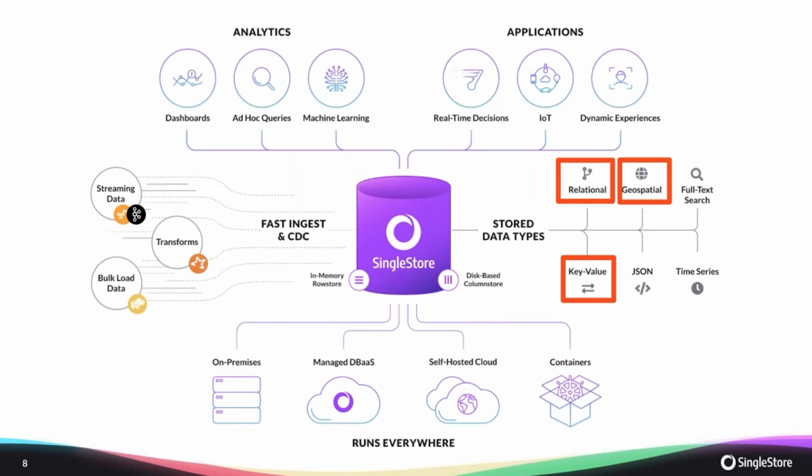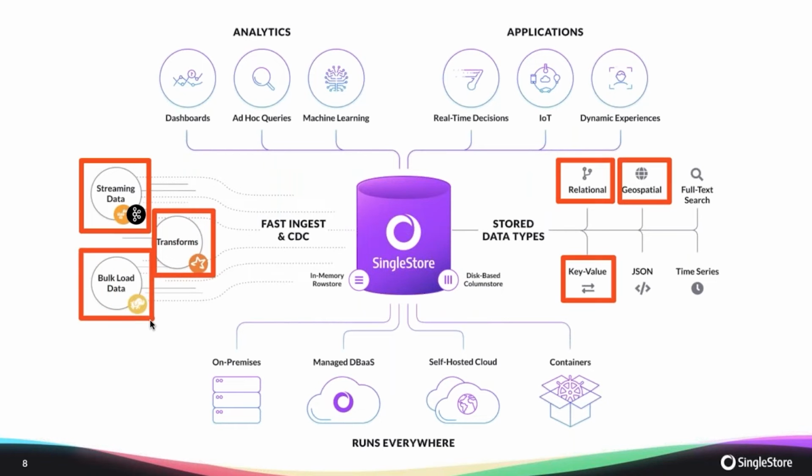Then on the left-hand side, we are going to be doing a little bit of streaming, using Spark and Kafka. We're going to do some transformations as well. And I'll show you this bulk load capability, which is very useful. It's small scale, but again, you can scale up and that will work absolutely fine.